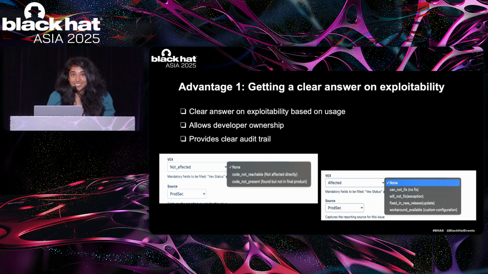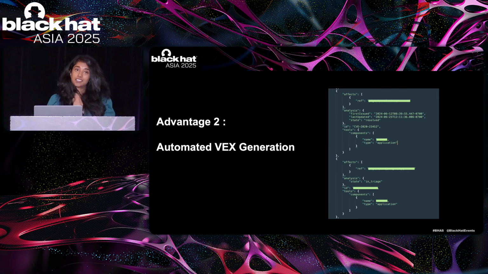So here are some advantages that we got by using this. A clear answer on exploitability. That's what we wanted to get in the first place. It also comes with developer ownership and an audit trail, so we could determine which developer owns a component if it's coming into our ecosystem. And that was very essential. And also the component usage. The advantage too is VEX generation. That's why we started all of this. We could start generating VEX statements automatically with all the data that we received.